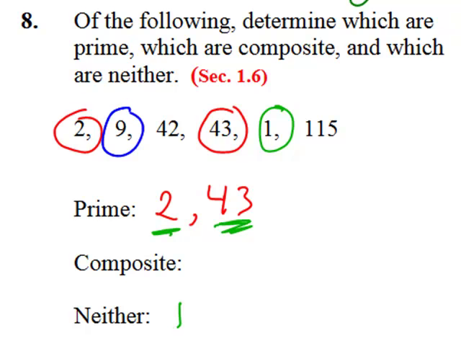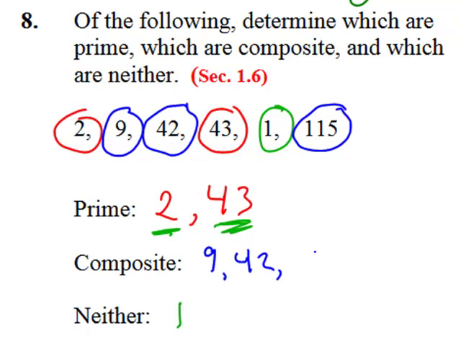9 can also be not only 1 times 9, but 3 times 3. 42 could also be 6 times 7. And 115, I don't know what divides it, but I know that because it ends in 5, 5 is also a factor. Actually, that's 5 times 23. But those are composite numbers, 9, 42, and 115.